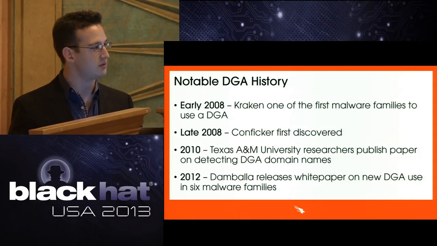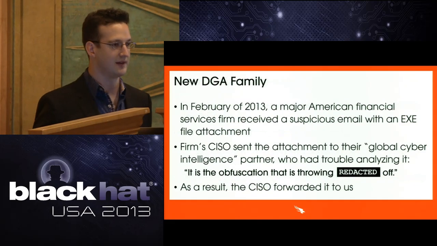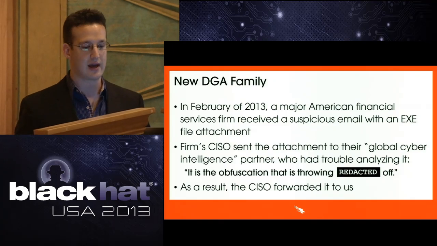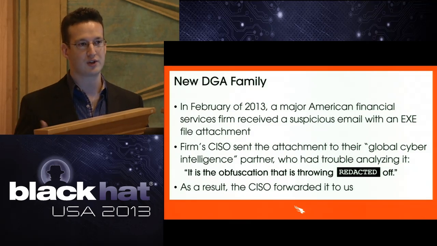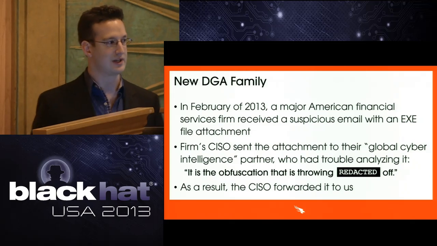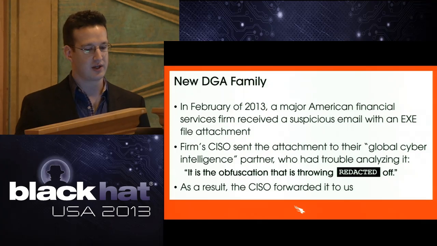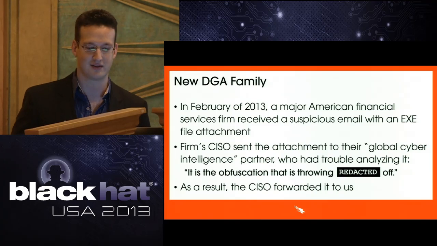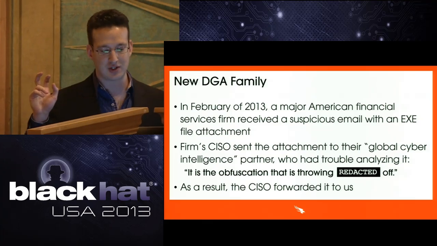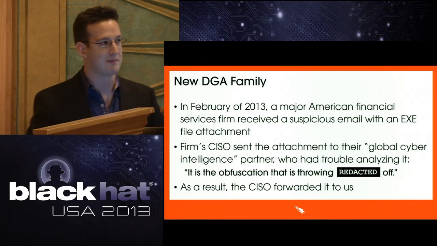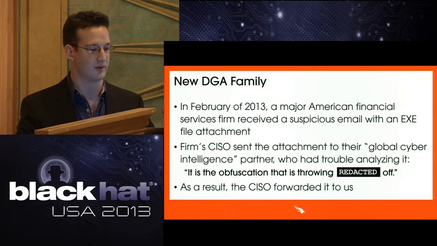But today I'm here to talk with you about a new, unique malware family and the end-to-end analysis that we did on it. A few months ago, in February, the CISO of a major American financial services company emailed us and said, hey, CrowdStrike, we just received a suspicious looking exe attachment to an email coming into our networks. This firm's CISO had actually worked with his global cyber intelligence partner, a competitor of ours, and they couldn't figure out what it was doing because it was obfuscated. To quote the CISO, "It is the obfuscation that is throwing our competitor's name off." Because this other company was not able to remove the obfuscation, the CISO forwarded the malware to us.